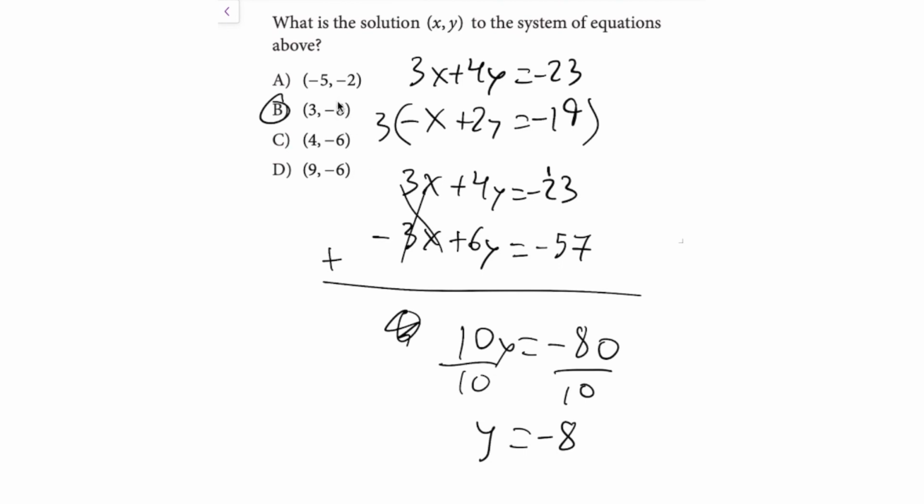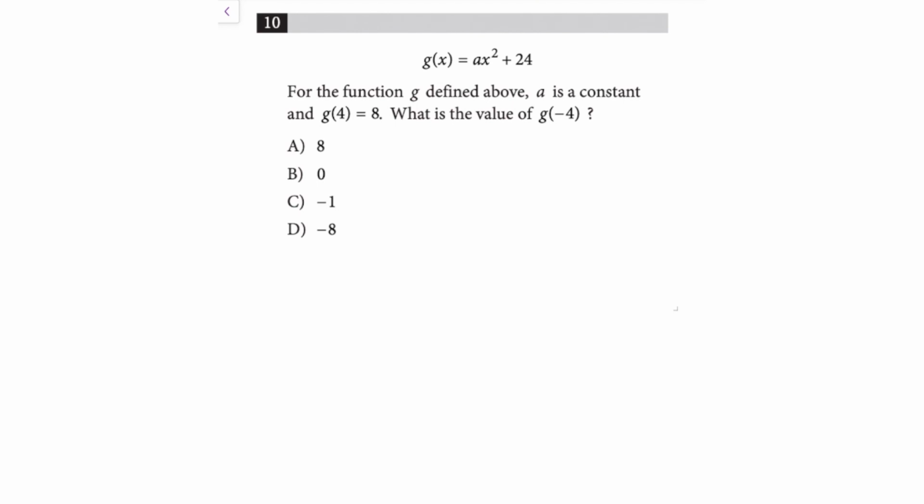Anyway, that's the answer. Number 10, g of x equals ax squared plus 24. For the given function g defined above, a is a constant and g of 4 equals 8. What is the value of g of negative 4? Well, if g of 4 equals 8, I know that 8 equals a times 4 squared plus 24. I just used this information given to me to plug in here. I took the 8 and plugged it in for the g of x, and then the 4 would be my input, so I plugged that in for x.